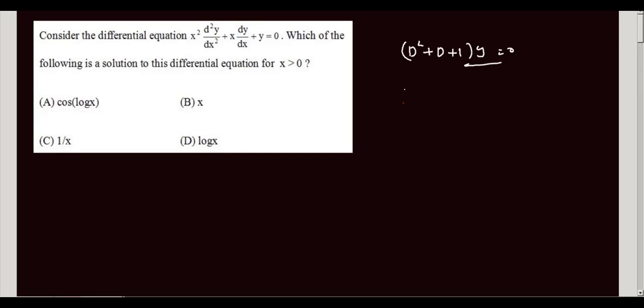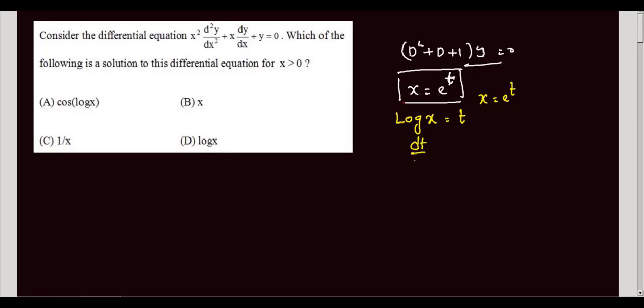So in such problems, we substitute x equal to e power t. If x equal to e power t, then taking log, log x equals t.